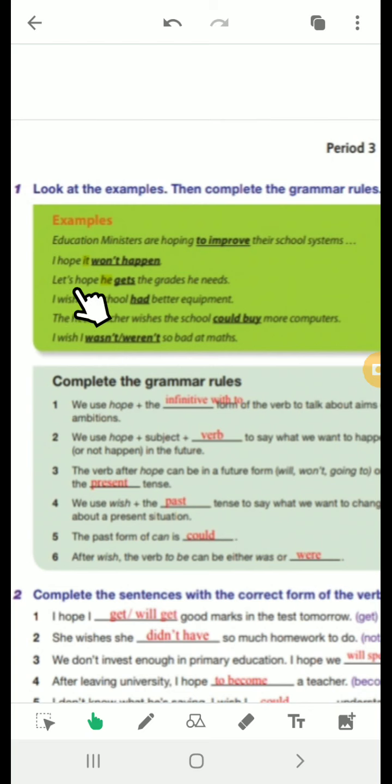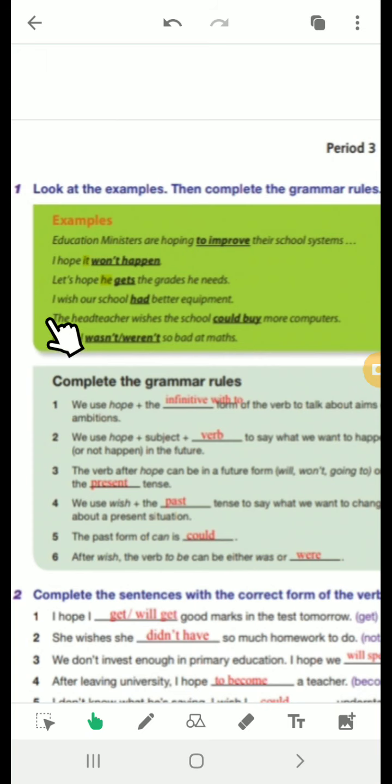And the third one, we notice that we use also subject, he, subject pronoun he, and after subject pronoun we use verb. But which tense we use here? We use a present simple. So we notice that after hope we use either to plus infinitive or future simple, future will, won't, or going to. And also we use present simple.